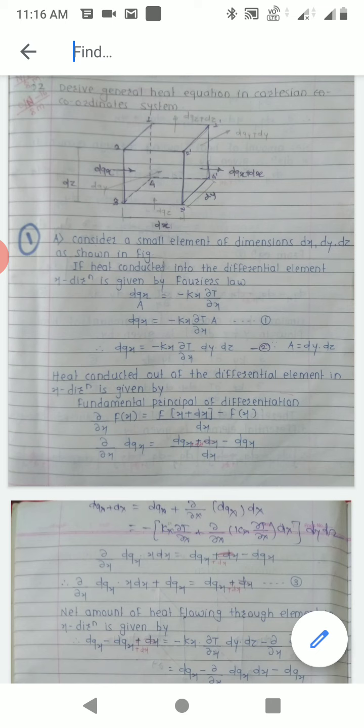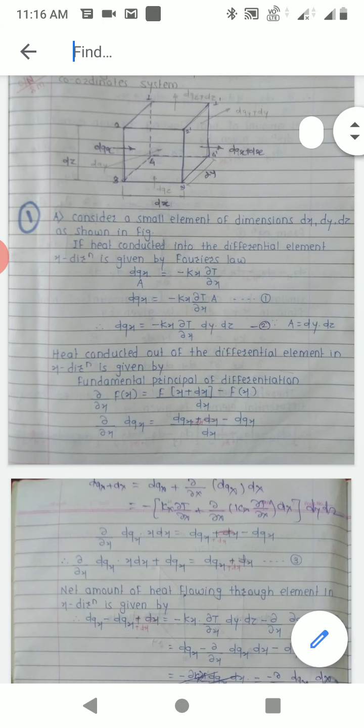into the element. Applying Fourier's law, we get dqx divided by A equals minus kx dou T by dou x. That minus sign indicates that heat flow is in the negative direction, that is, from high temperature to low temperature. After arranging the terms, we have dqx equals minus kx dou T by dou x times A, where A is the area.